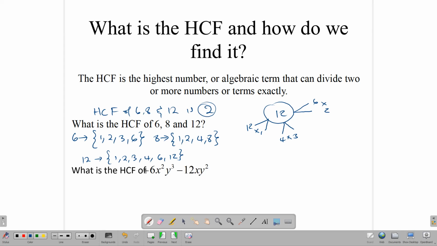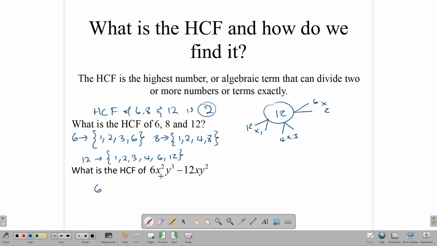Now, what if we're dealing with an algebraic expression? What do we do then? First we need to look at the numbers. So we have 6 and 12, and we can immediately see that the highest number that can divide 6 and 12 would be 6. Now let's look at the letters.